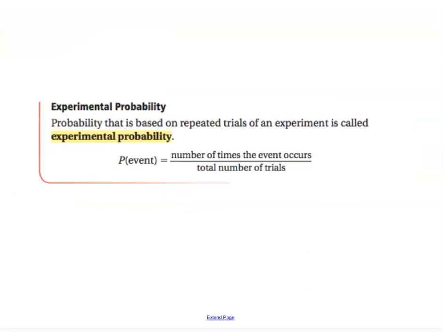Experimental probability is probability that is based on repeated trials of an experiment. So if you conduct an experiment, the outcomes are experimental probability. So the probability of the event is the number of times the event occurs over the total number of trials. So if you're flipping a coin, the number of times heads came up would be the experimental probability for your experiment, or the number of times tails came up.